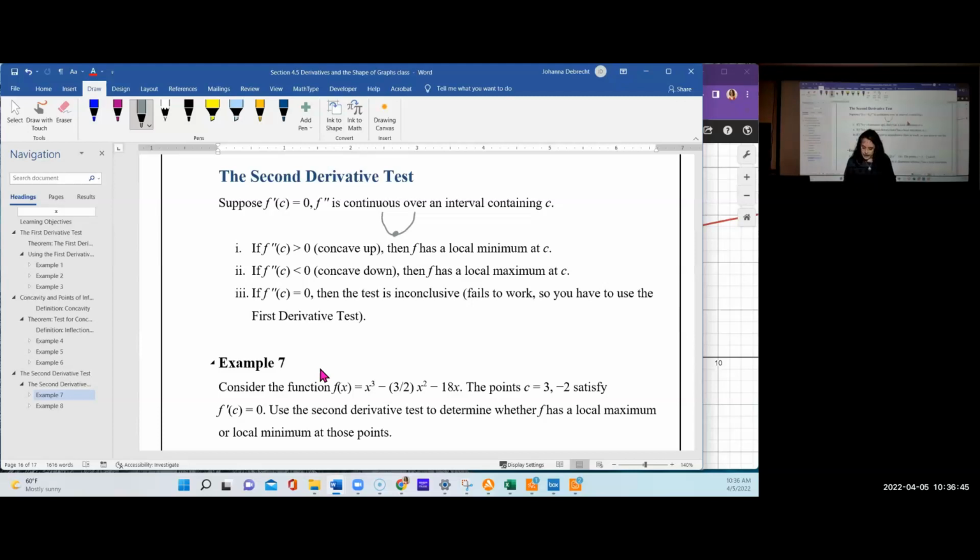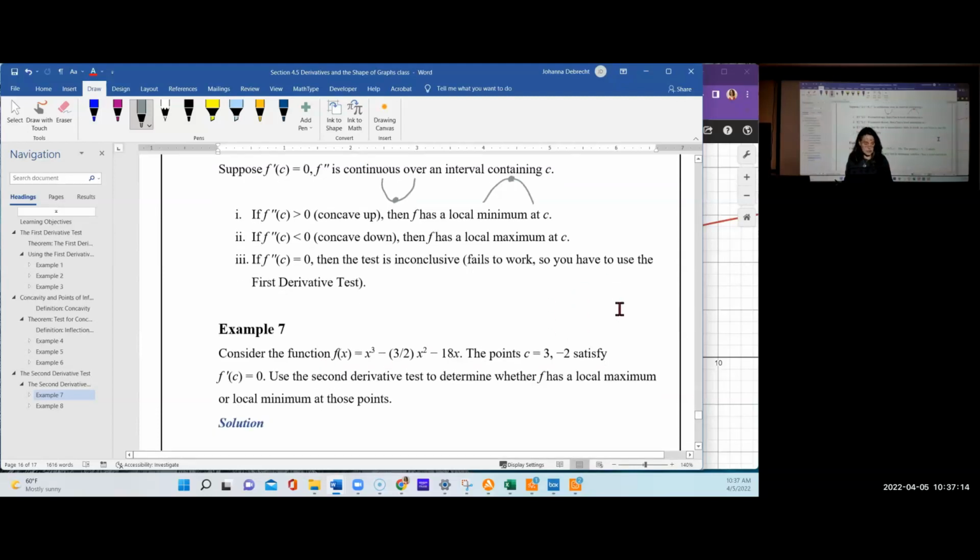On the other hand, if you know it's concave down, and you know that point is a critical value where the first derivative is 0, it has to be a relative maximum. The only problem is you can't tell if the second derivative is 0. It might be a relative minimum, it could be a relative maximum, or it could be a saddle point, in which case there's no relative extrema. You have to go back to the first derivative test.